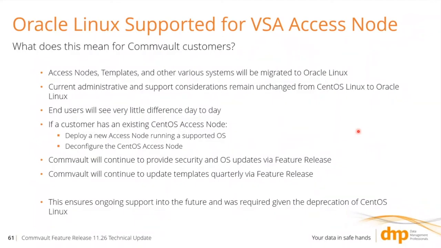If you have an existing CentOS access node, you can just deploy a new one and configure that one to be used for backups. And you can deconfigure the CentOS access node, which you already have in your environment. There are no real requirements there. It's just a selection of a new access node within your hypervisor configuration. And Commvault will continue to provide security updates, OS updates, etc. on Oracle Linux.